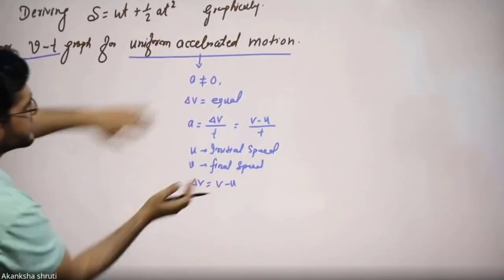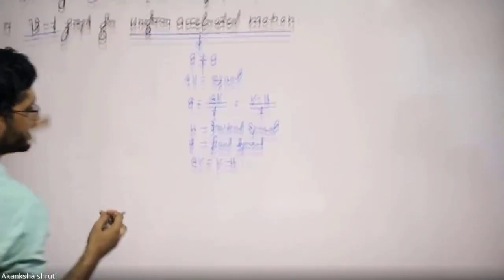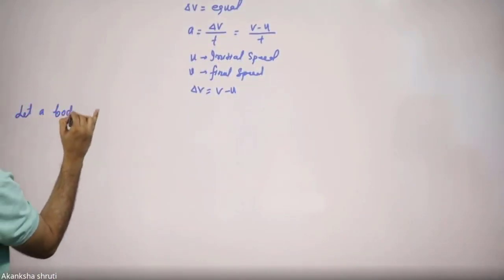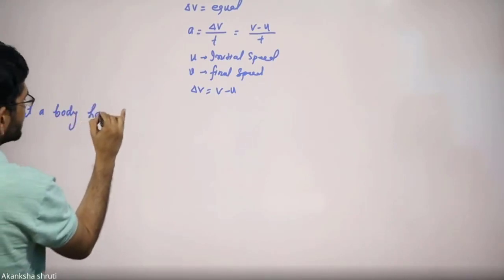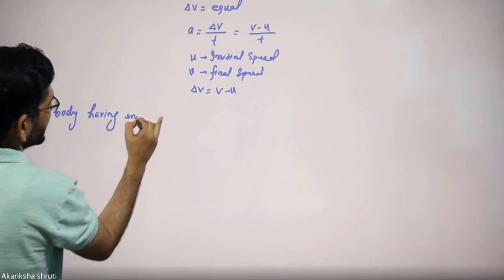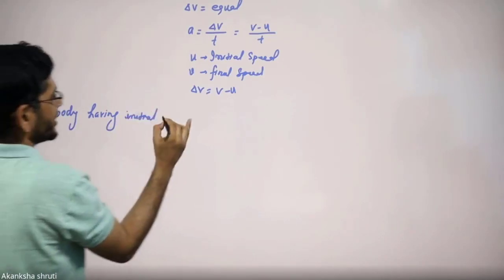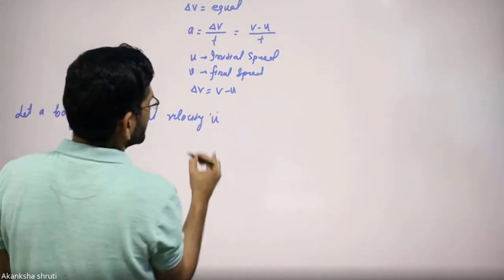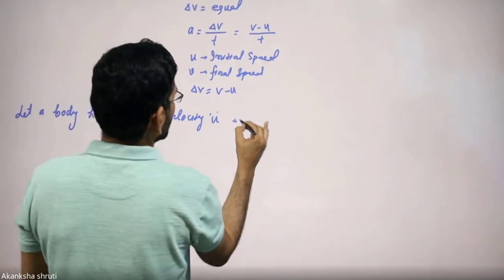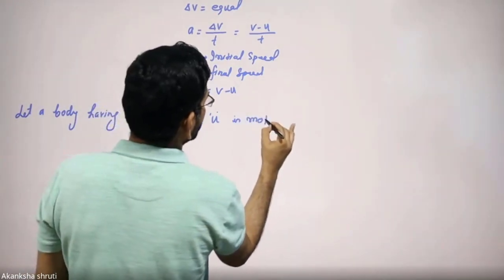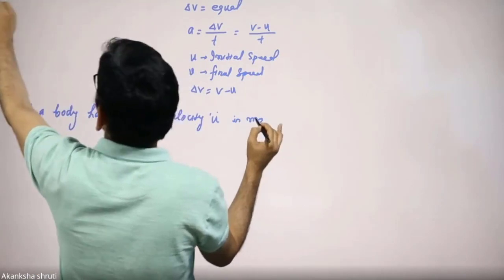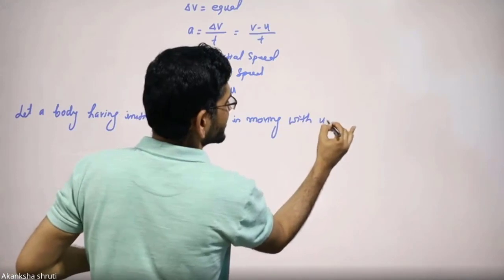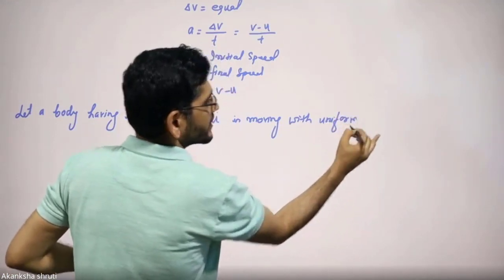So students, this was the explanation, but if it is asked for deriving this, then you have to write like this. Let a body having initial velocity u is moving with uniform acceleration. It is very important.